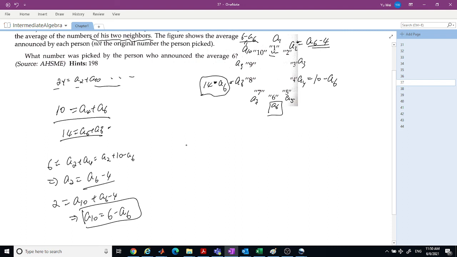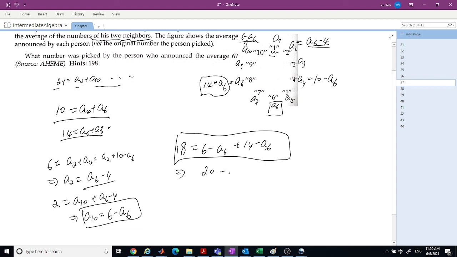So we know the A9, the reported number 18, is equal to 6 minus A6 plus 14 minus A6. So now we can set up the equation, right? Once we have the equation, it is 20 minus 2 times A6 equals 18. So A6 is 1.